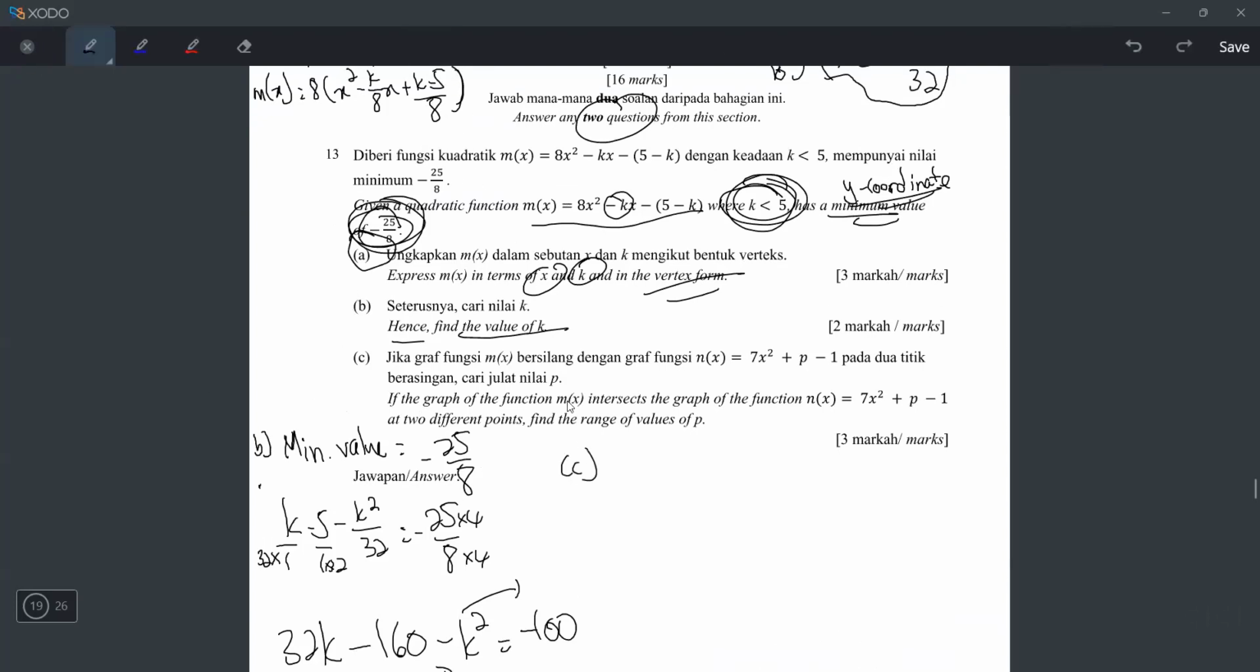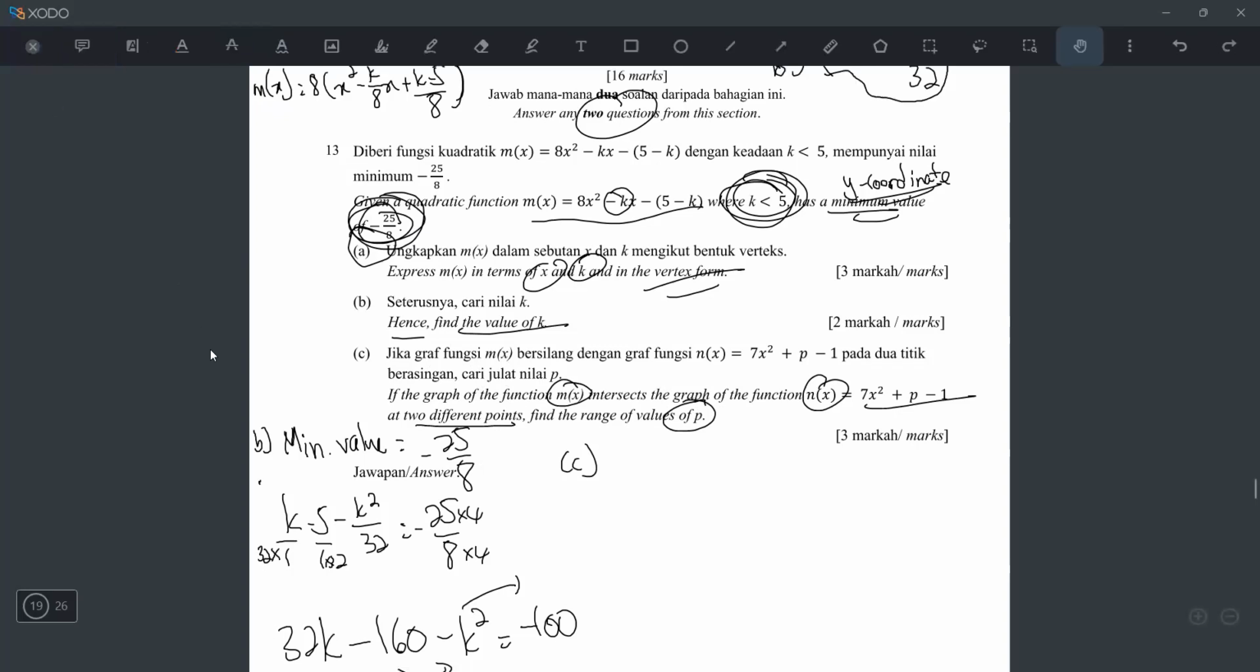Okay, C says if the graph of function mx intersects nx at two different points, find the range of values of p. This one also came out in, which trial I forgot already. I think it's the Negeri Sembilan trial. I'm not sure, but this comes out a lot. They give you two equations, and then they say these two lines or these two curves intersect at 2 points, and then find the range, right?